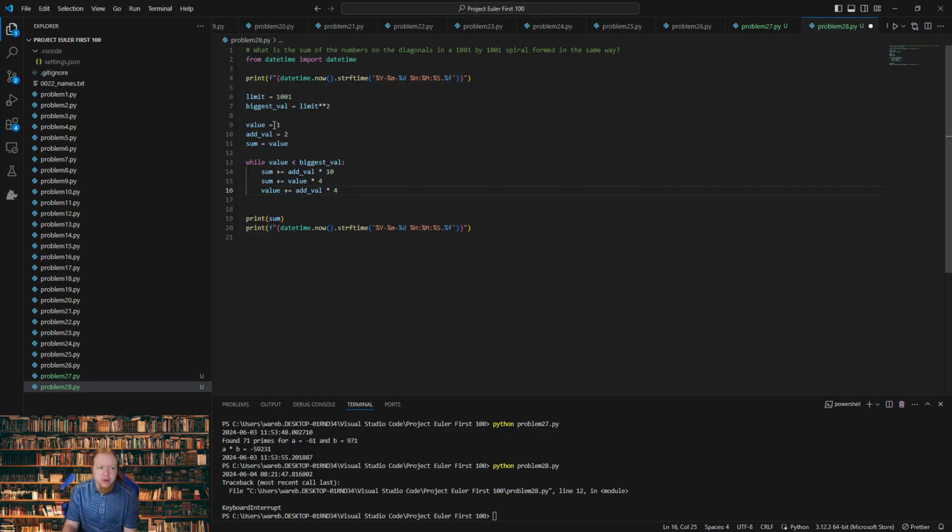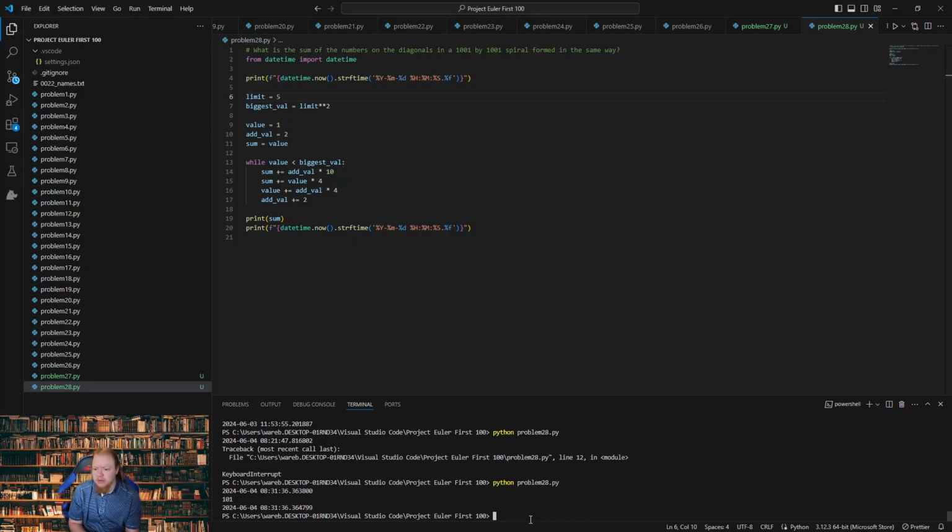So in this first square, right, the add val is 2, the value is 1. And to get to 9, we have this add value of 2 times 4, so 8. So 1 plus 8 is 9. And then our add val is just going to be increasing by 2. And then at the very end of it, I think if we run this right now, we will not get the correct answer, which is 101. So let's go ahead and see that.